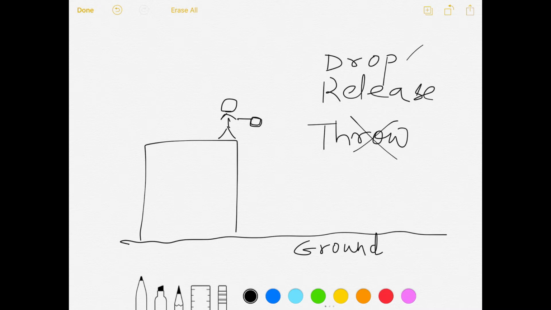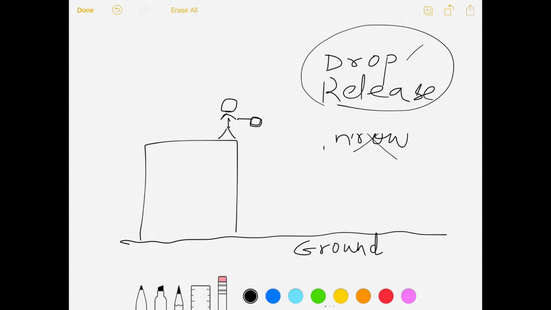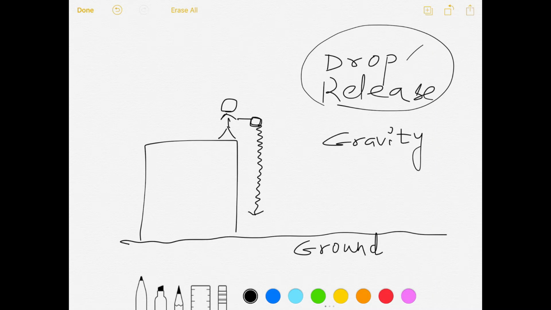But the name of the topic itself says that it is a freely falling object. So to fall freely, the object must be dropped or released without giving any kind of force or any velocity. Now the object is released from the top of the building, and obviously it will move in this direction, towards the ground. Why? Because of the gravitational force, which pulls the object towards the center of the earth.